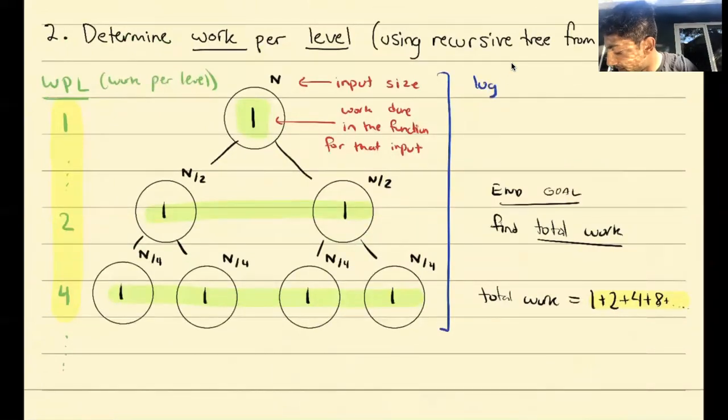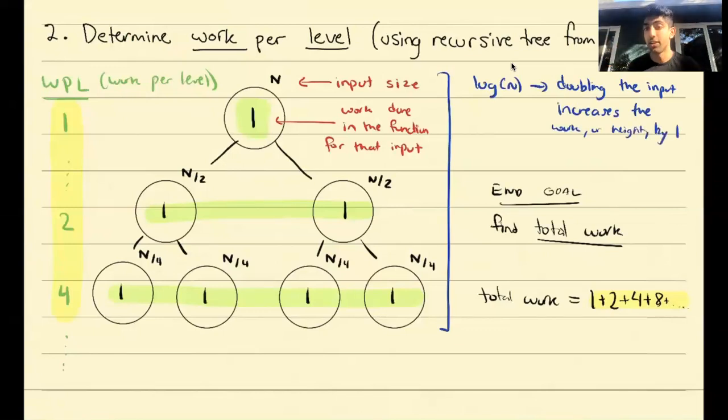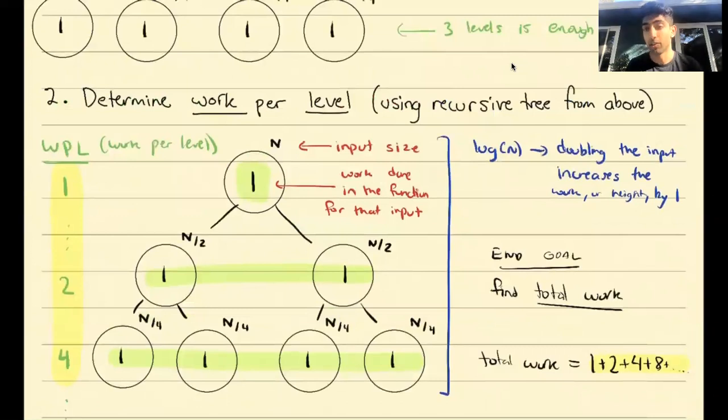Okay, so when we think about a logarithmic relationship, some function having a log base n runtime implies that doubling the input increases the work, or height in our case, by 1.